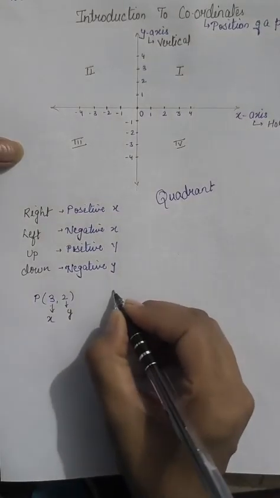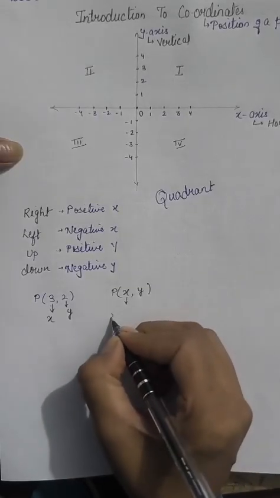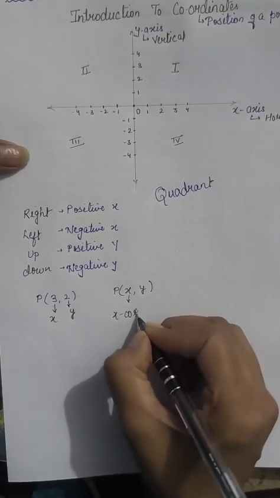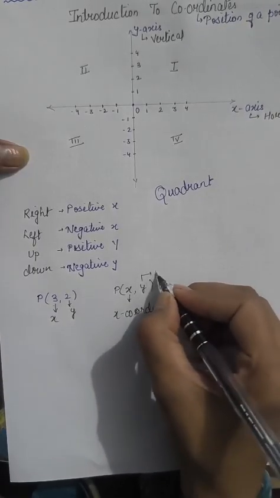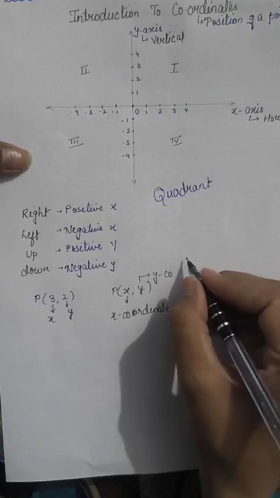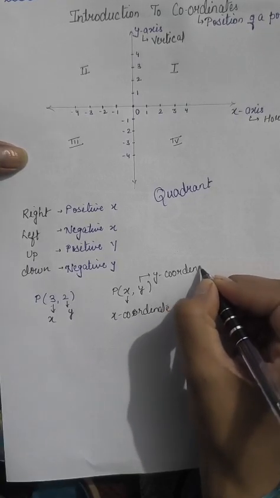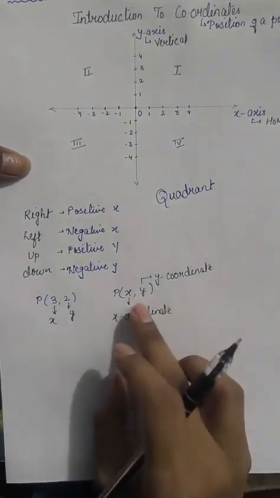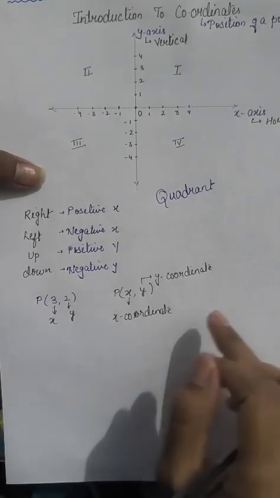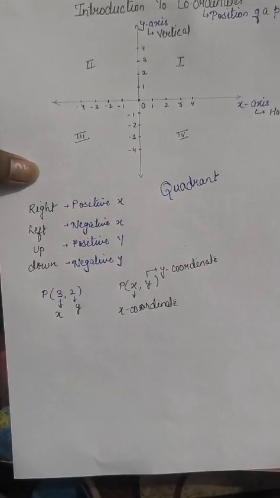So here I can say that P (x, y). This x shows us the x coordinate and this y shows us the y coordinate. First we will write the x coordinate and then the second coordinate, but this is your golden rule, x comes first and y comes second. Let's locate some points.